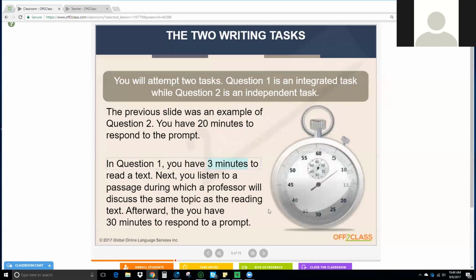Once you have listened to the professor, listened to the passage, and read the text, you're going to be given a prompt, a question, and that's what you will respond to. You're going to respond based on what you just read and heard.